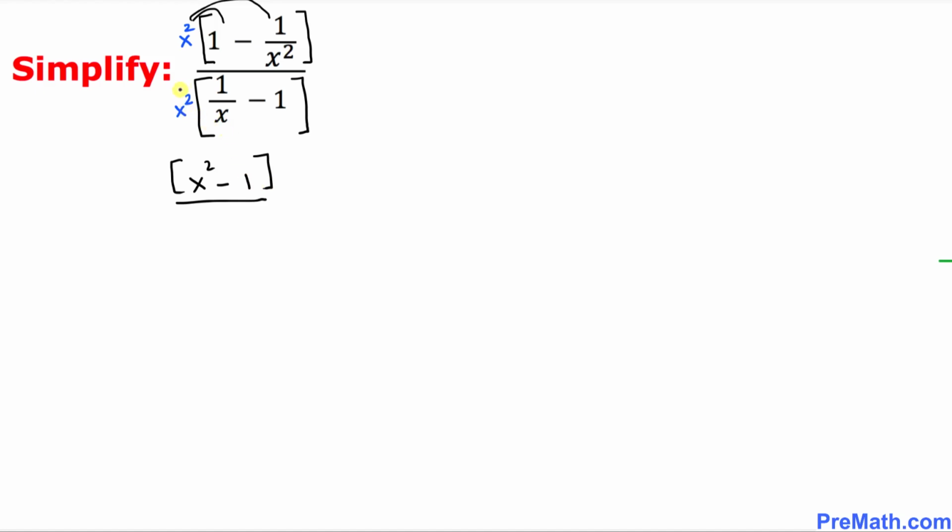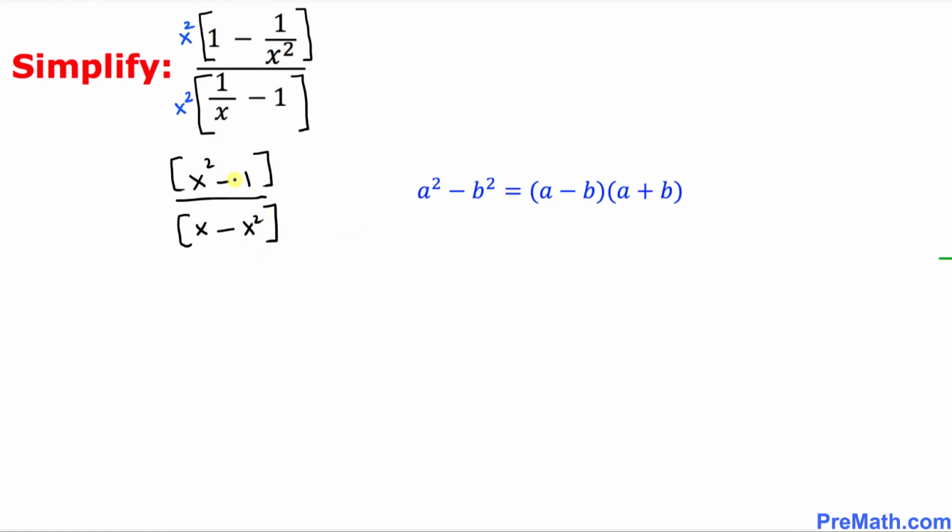Divided by, this is once again the top bracket, and in this one we are going to do the same thing. We are going to distribute as well. So x squared times 1 over x is going to give us x, and then x squared times minus 1 is going to give us negative x squared, once again like this one. And now as we can see, we got x minus x squared.